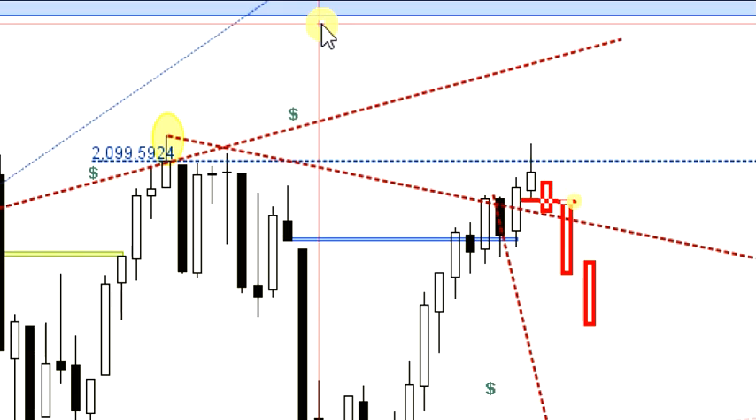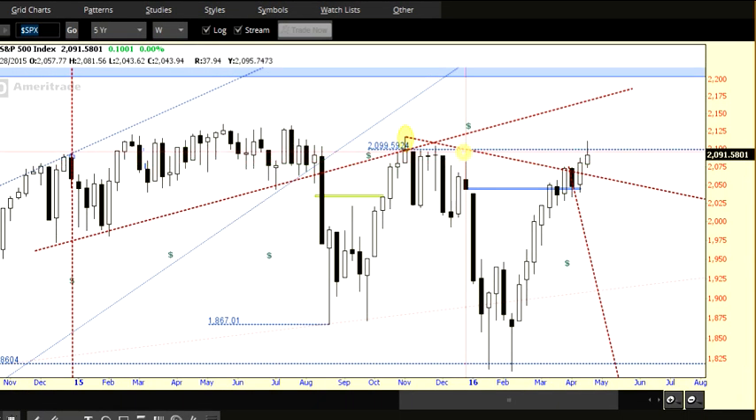We've got to get that close below the low of this high day. And once we get a close below that, that tells us pretty much that the buyers have dried up and the sellers have taken over. And that's what I'm expecting starting next week.